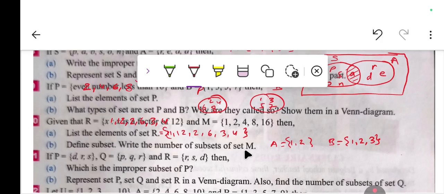Write the number of subsets of M. So the number of subsets of M, very easy, is 2 to the power M. Let us see how many elements M has: 1, 2, 3, 4, 5. So 2 to the power 5 is equal to 32.